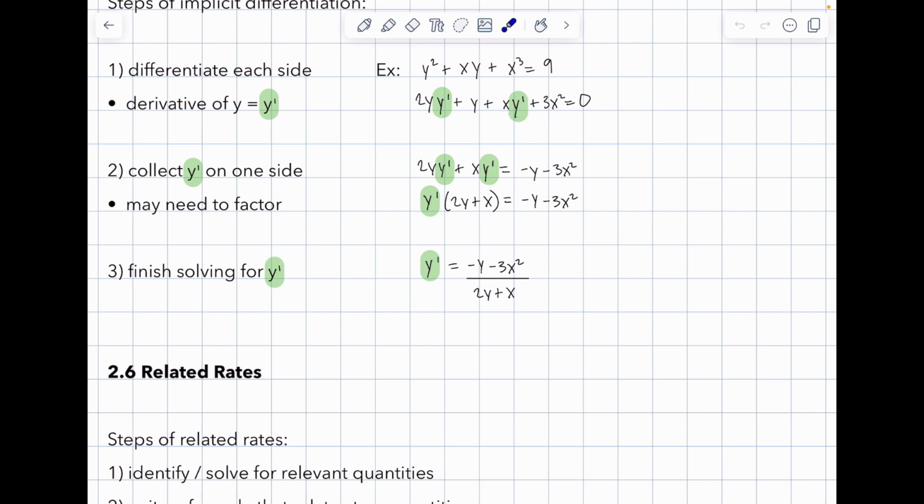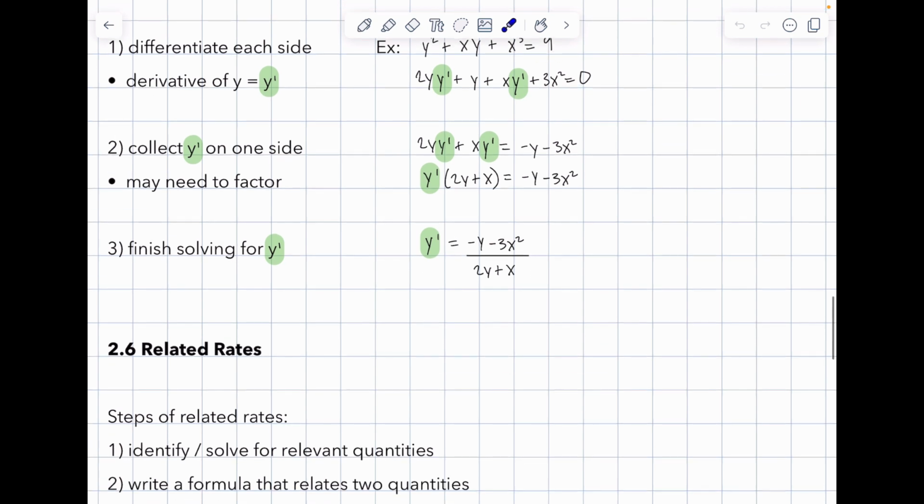And then the derivative of x cubed is just 3x squared. There's no y in that, so we're not going to attach a y prime. And then the derivative of 9, a constant, is 0. Now, we're going to collect all the y primes on one side. And here you may need to factor, so just keep that in mind.